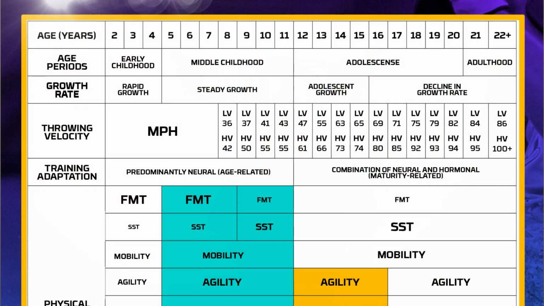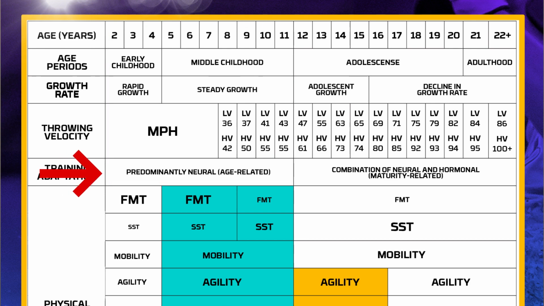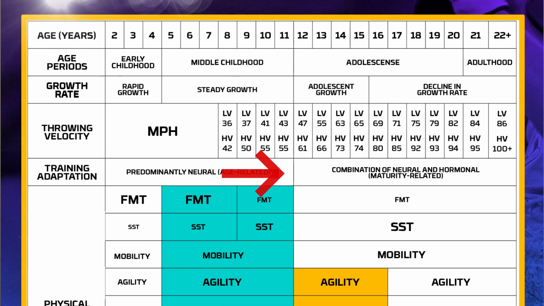Okay, let's look at the next one, training adaptations. From ages 2 to 11, this is predominantly neural adaptations, age-related. 12 to 22 plus is a combination of neural and hormonal, maturity-related. So what this means is before 12, your emphasis should be on teaching your neurological system, teaching muscle memory, teaching coordination and control. And then when you get into the hormonal, 12 and plus, now we can start influencing more development.